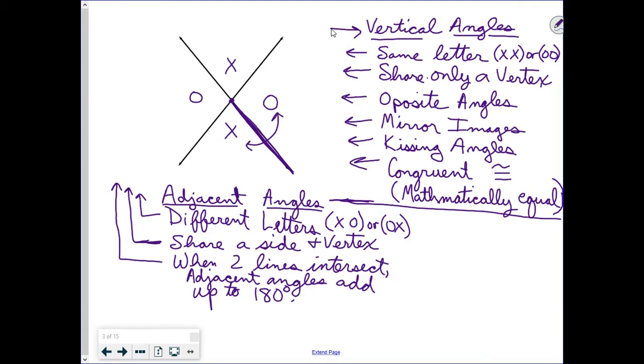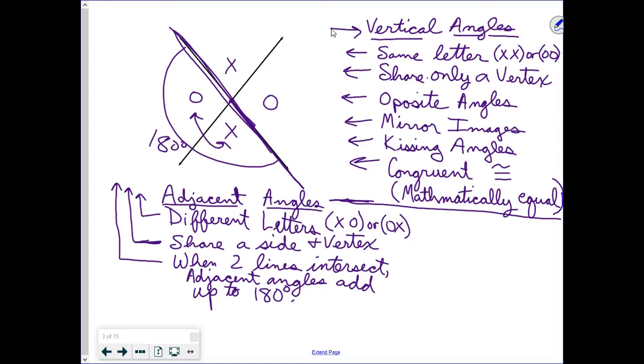And when you have only two intersecting lines like we do here, those adjacent angles together add up to 180 degrees. But that's only if you have just two intersecting lines. And by the way, it's any two adjacent angles, not only those two, but any two. So I could pick this X and this O, and those two angles would also form a 180 degree pair of angles as they form this straight line when put together. So vertical angles and adjacent angles.